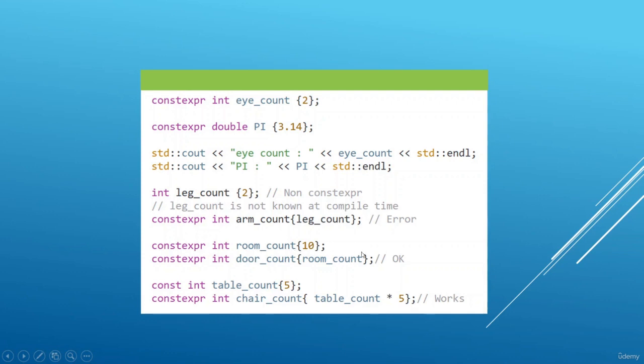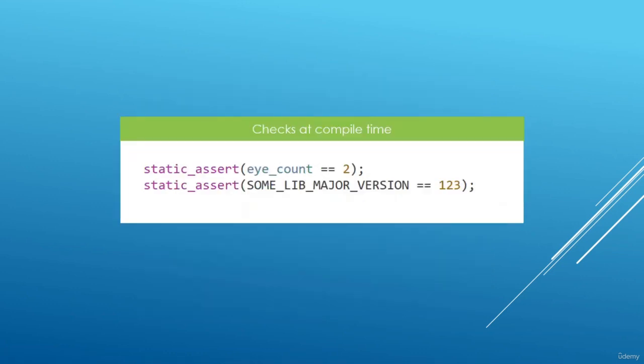We have room count. We can initialize this with a literal integer. We can use a constExpr to initialize another constExpr, and we can use this in computations, for example, and we can use constant variables to initialize constExpr variables. And constant expressions are really good if you want to do some checks at compile time.